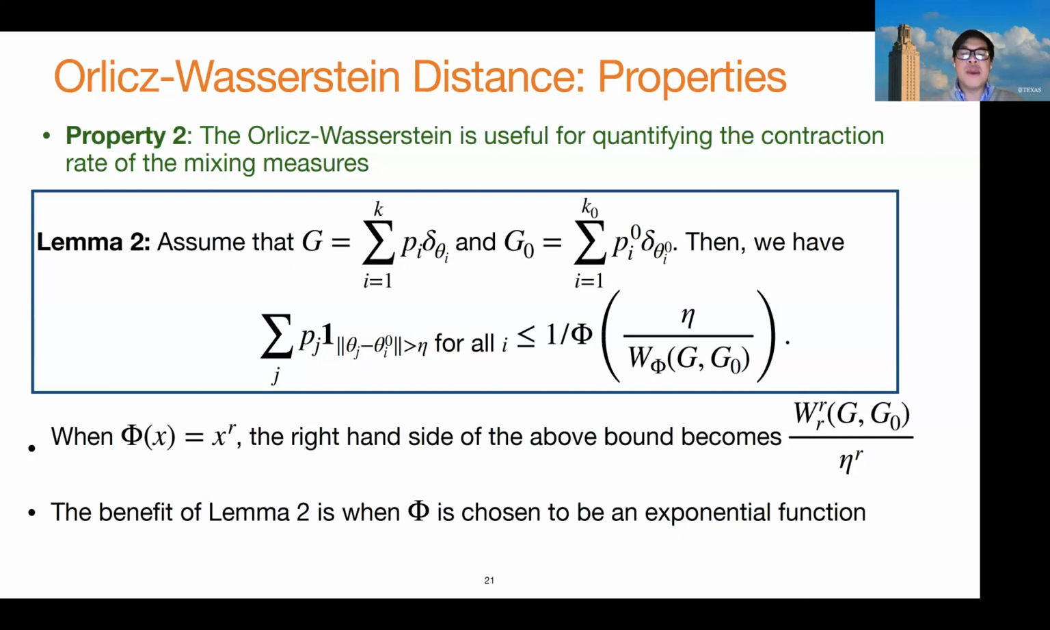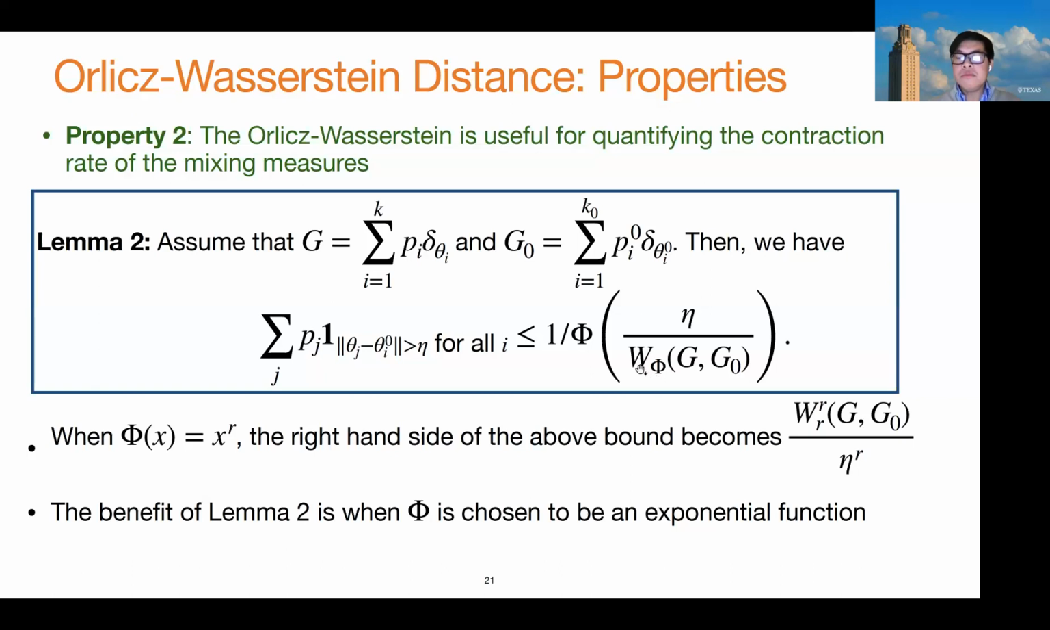The summation of the weight of the edge components, right? And the right-hand side is the rate of these components. And so we have one divided by the convex function phi. Then also inside we have the eta, right, divided by the Orlicz-Wasserstein metric between the two measures, right? So it's been that, and eta here is the gap between the extra components to the real two components.